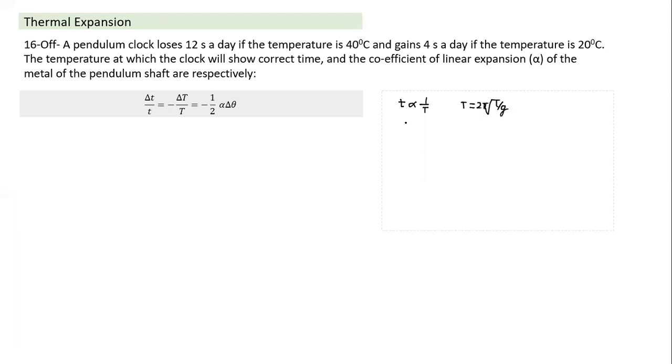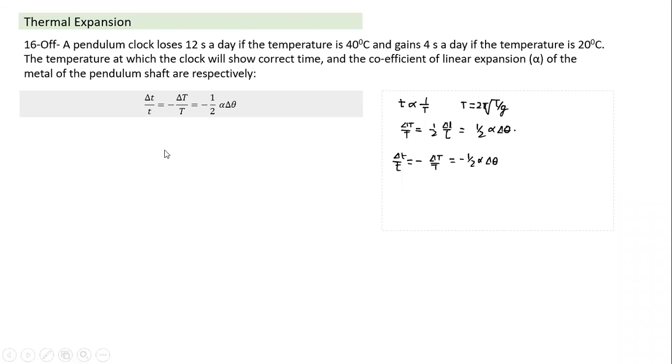If I remember this, I can very easily calculate delta T by T is equal to 1 by 2 delta L by L, and delta L by L is equal to alpha delta theta. That's what you need to know. And delta T by T is equal to minus 1 by 2 alpha delta theta. So it's not a derivation. It's just something, if you understand this, it can be done in about 10 seconds. That's why there is no need to memorize anything, but you need to understand what this signifies.